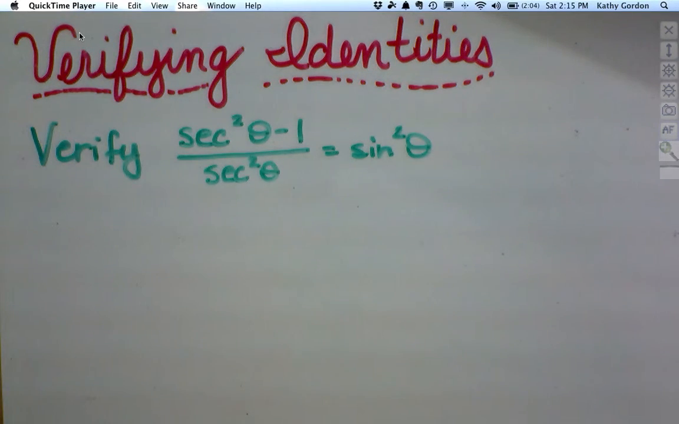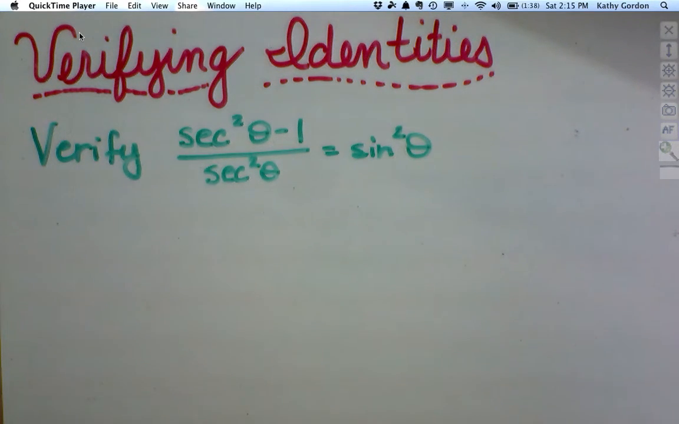All right, so as you saw in the introductory video, when we are verifying identities, we are not trying to solve. It's a very different thing. Solving is trying to get the variable, the theta, isolated so we can tell what it's going to be equal to and what value makes the statement true. But remember, these are identities. And in an identity, all values of the theta are going to make this statement true.